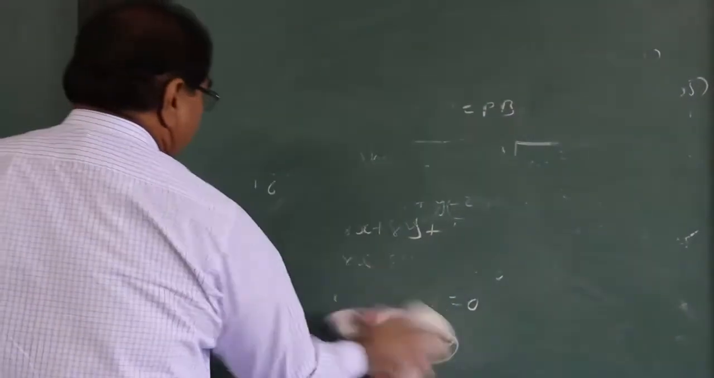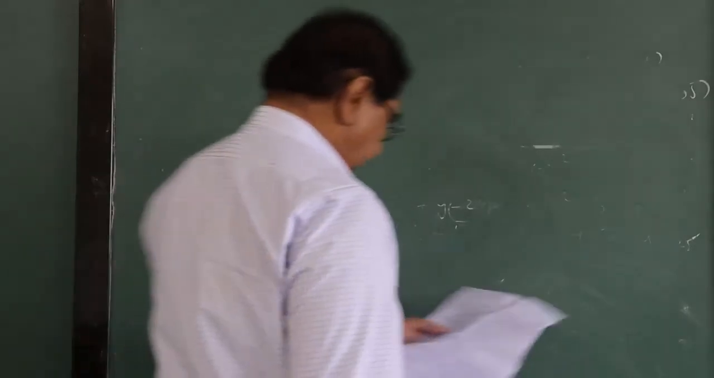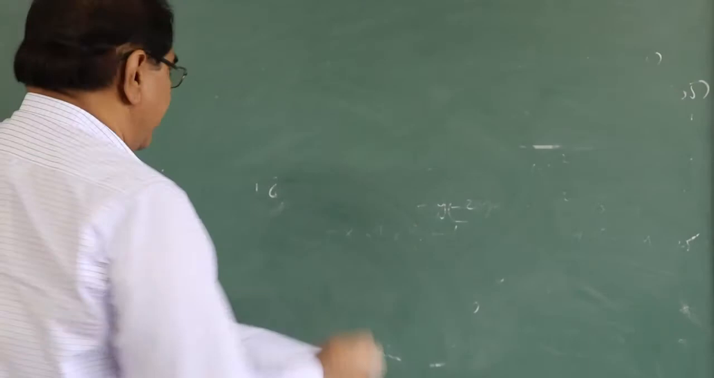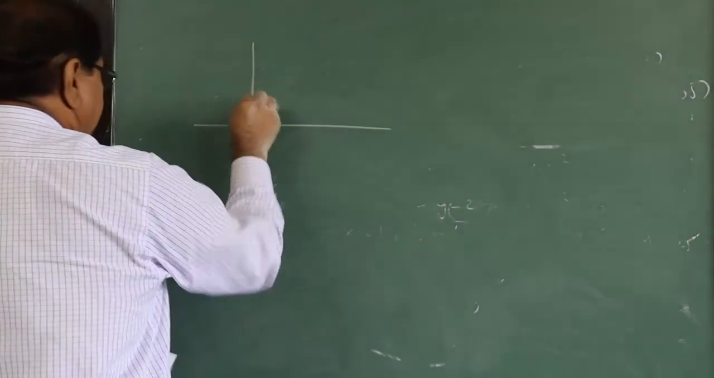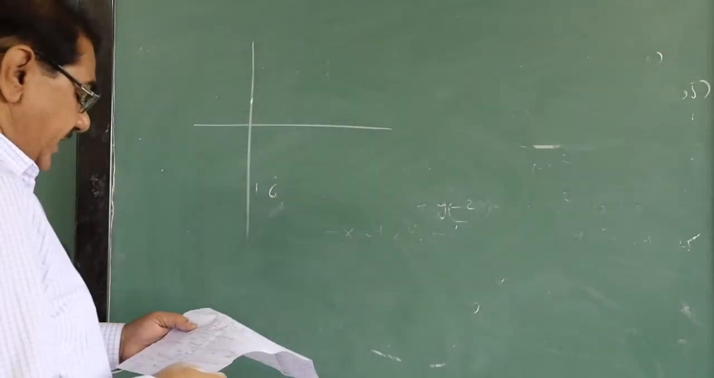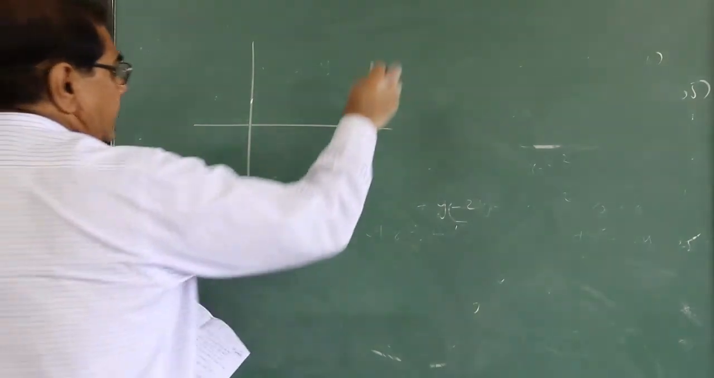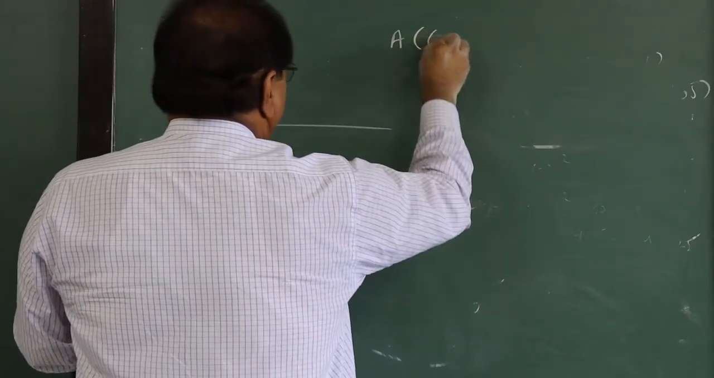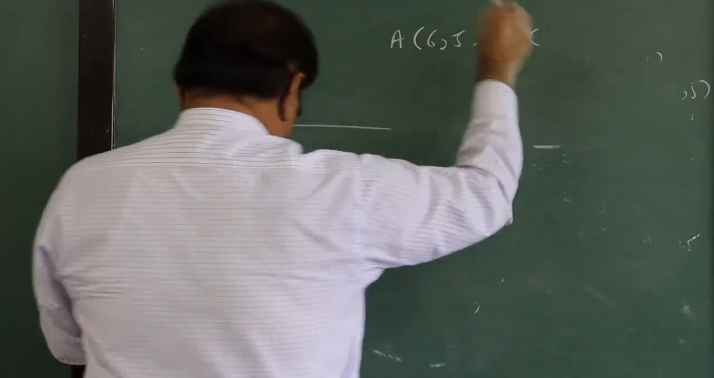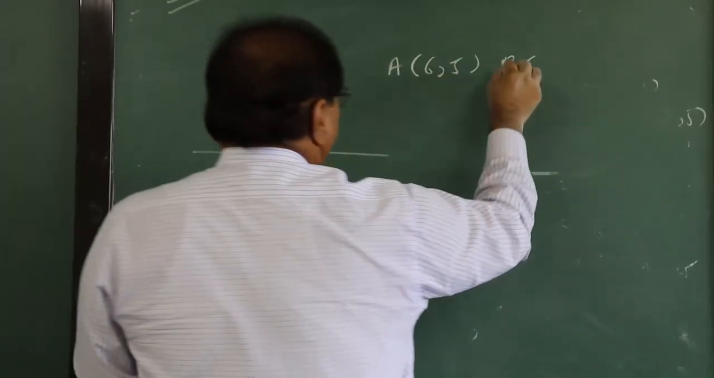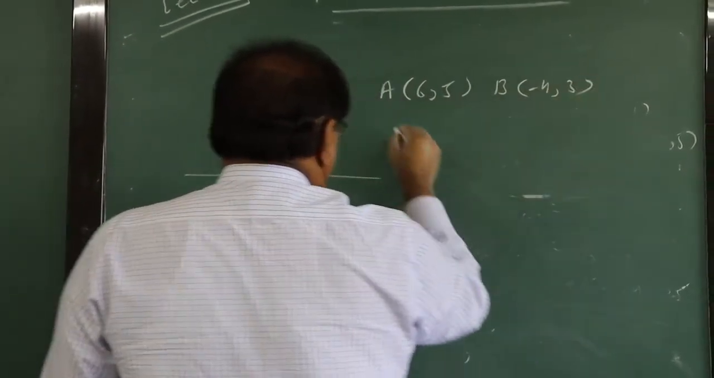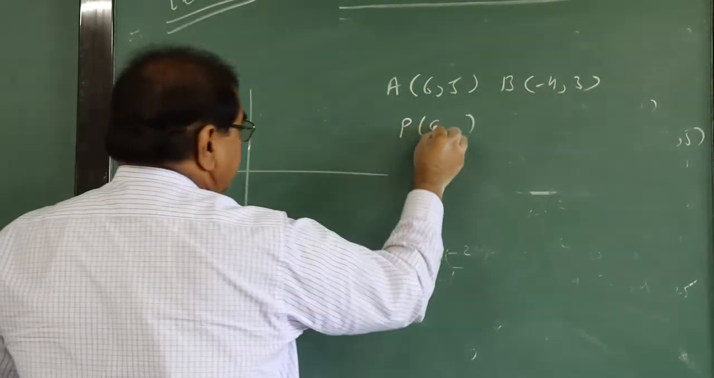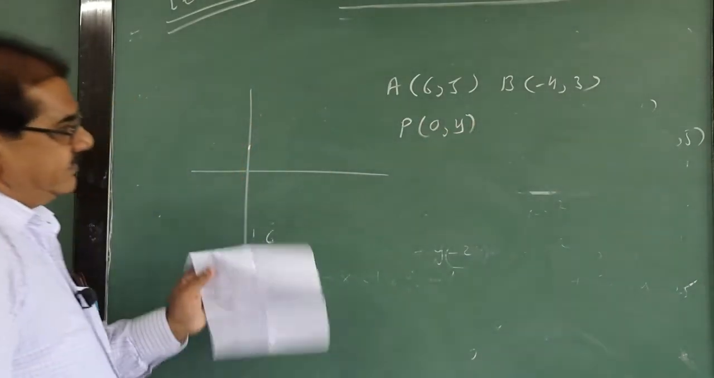We can go for one more. Find the point on the y-axis. A certain point on the y-axis is equidistant from A and B. So now we are given 2 points. A is (6, 5). B is (minus 4, 3). And one point P, which is on the y-axis, so x is 0 and y is some ordinate.